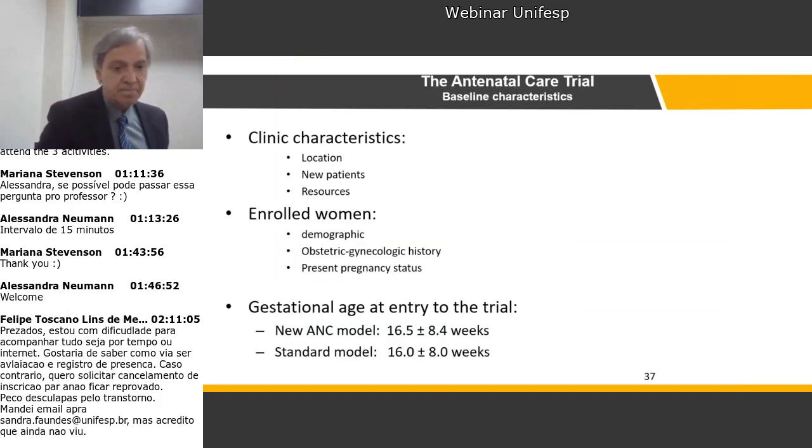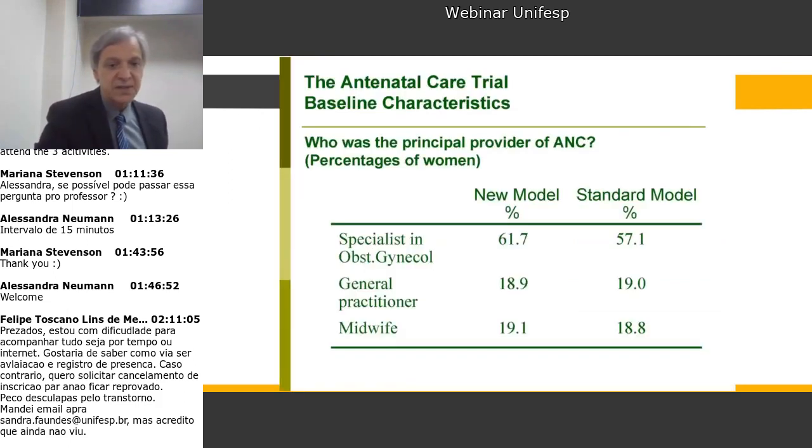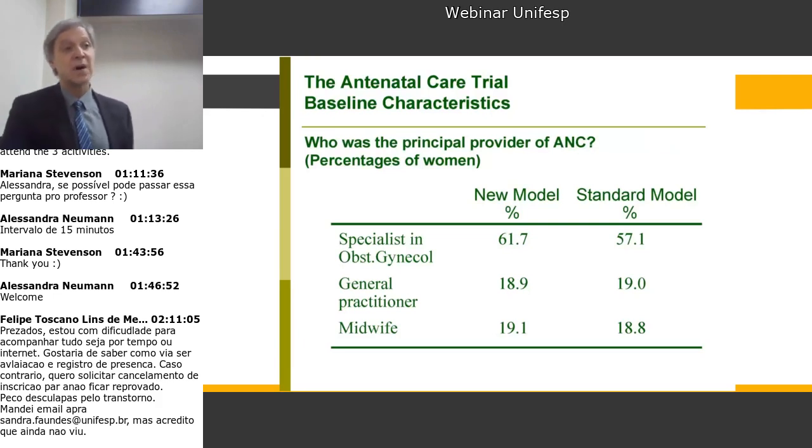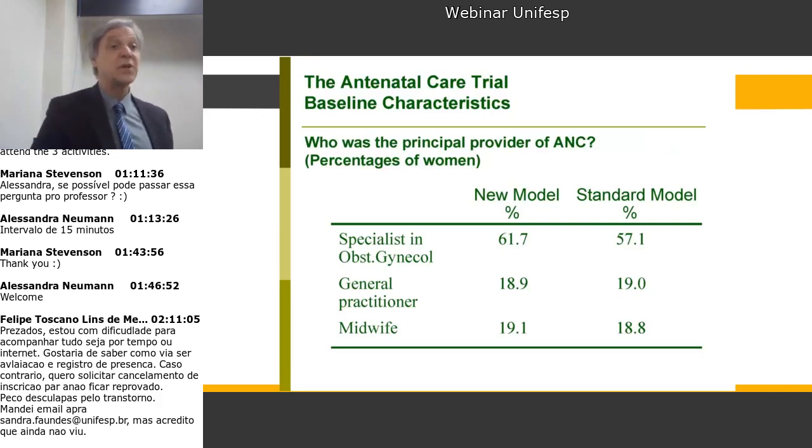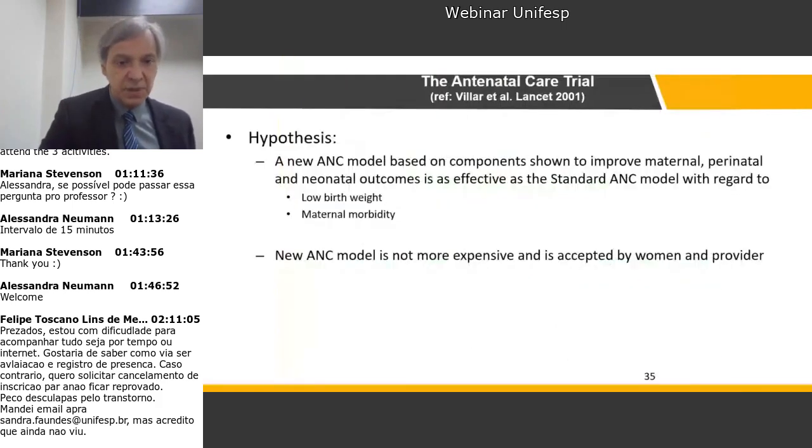And the numbers in this trial are there. So what you're looking for was the principal provider: specialist, obstetrician, general practitioner, midwife. You want them to be similar across groups, and they are, right? Because you're dealing with antenatal care treatment, a new model of antenatal care versus a standardized model, which is the traditional, and your outcome of interest is birth, or death during birth, or stillbirth, or low birth weight. I forgot exactly what the outcome was.